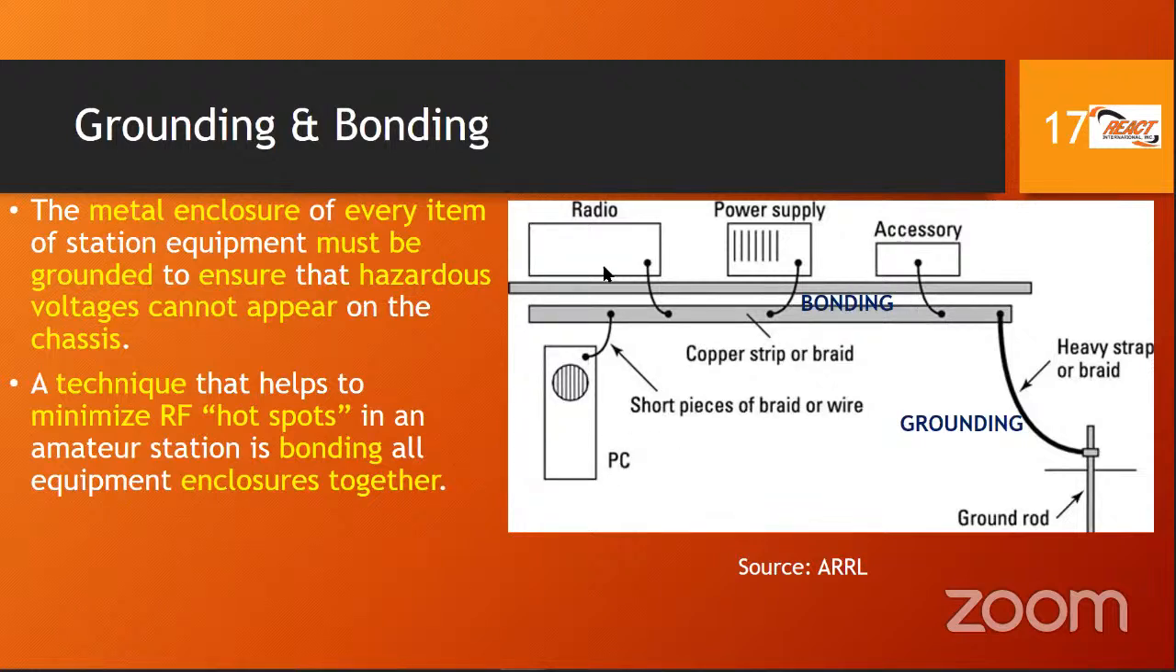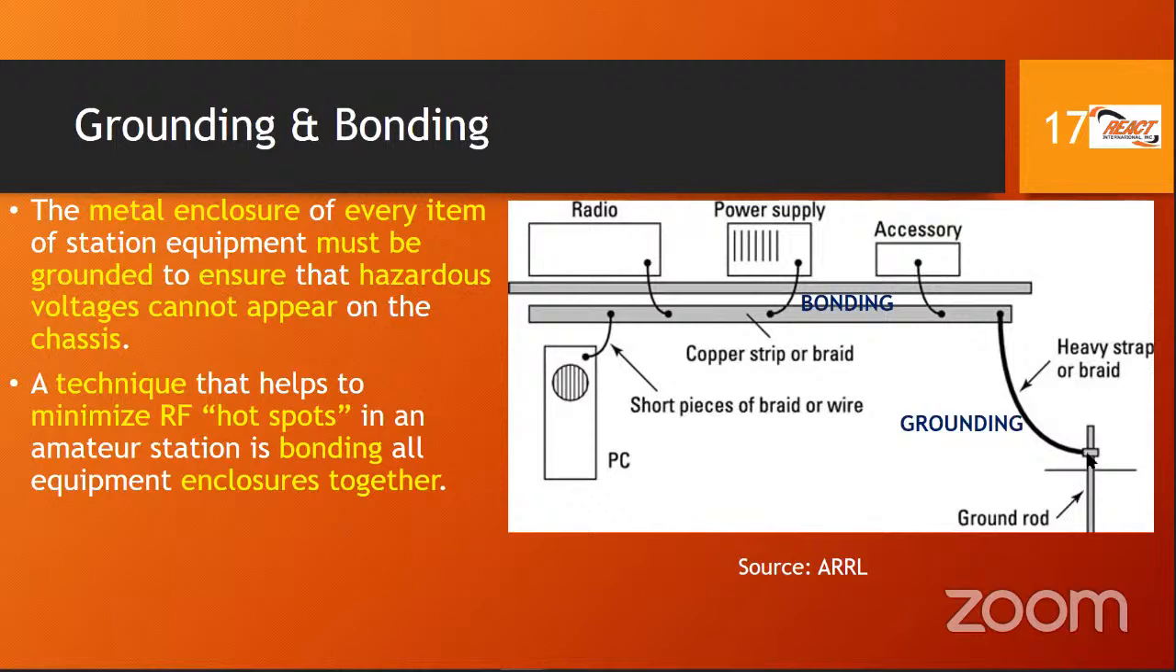Notice your computer, your PC, your radio, your power supply. You have other accessories, maybe meters. It could be a tuner, it could be an amplifier. All of these items are bonded together. When you have done that, you then take another strap from that to go to your ground. Notice we didn't take a strap from the accessory to the ground, and then one from the power supply to the ground, and then one from the radio to the ground, and one from the PC to the ground. We did not do that.